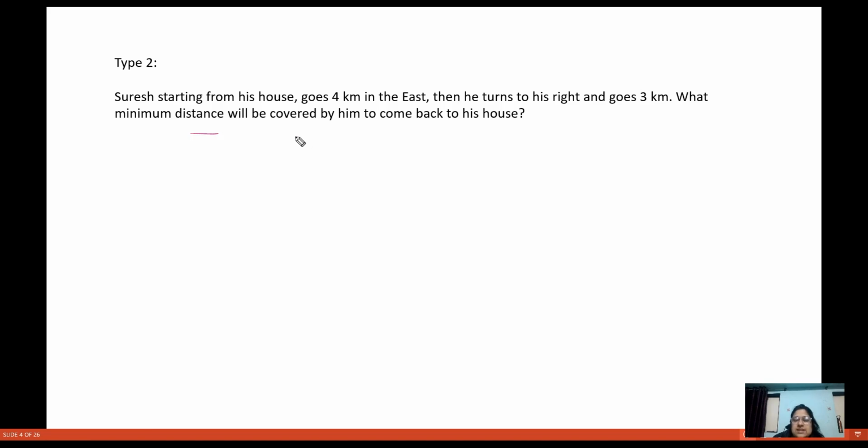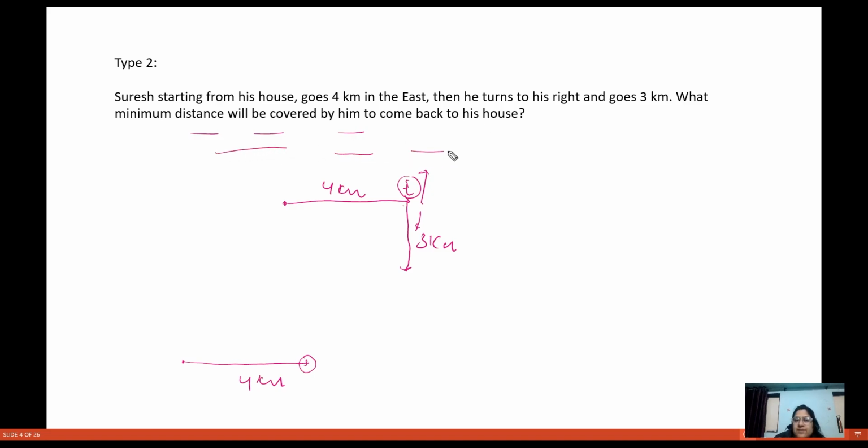Now Suresh is starting from his house, goes 4 kilometer in the east. Then he turns to his right. Now from here, what is right? He goes 4 kilometer in the east. Now this is left and this is right, and it is saying he turns to right and goes 3 kilometer. So 4 kilometer here, 3 kilometer here. What is the minimum distance that will be covered by him when he comes back to his house? So the minimum distance is this diagonal. From this point to this point, the shortest line is this only.